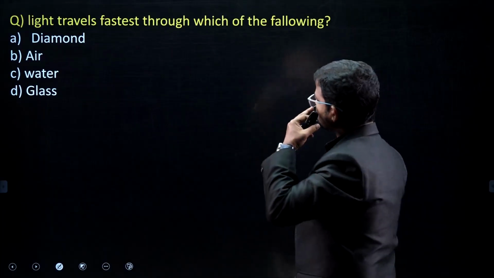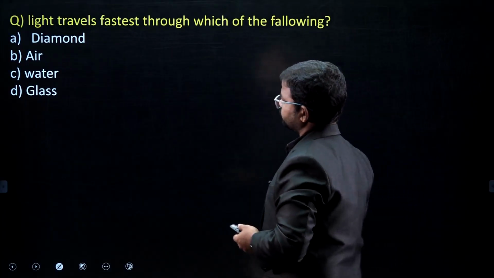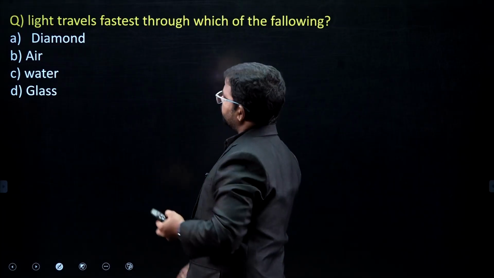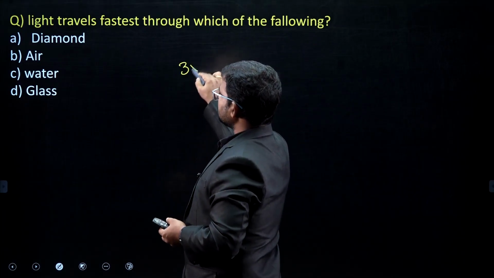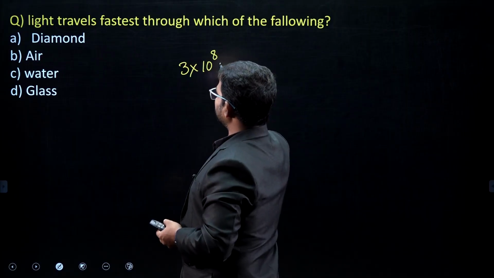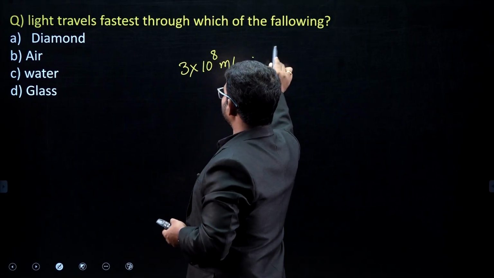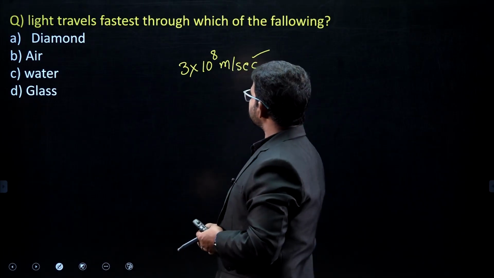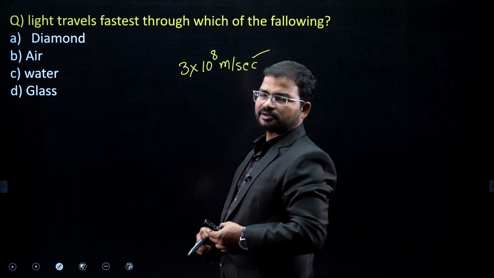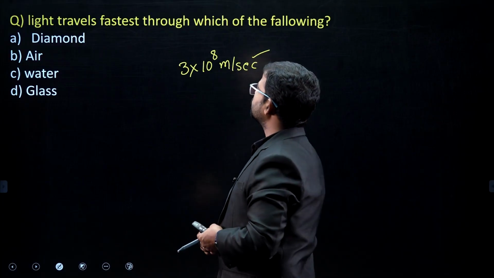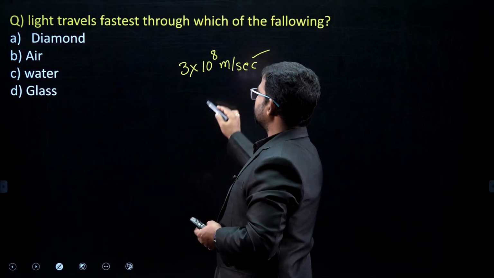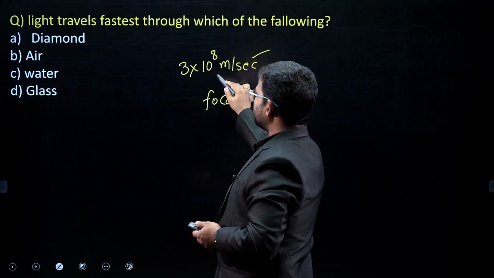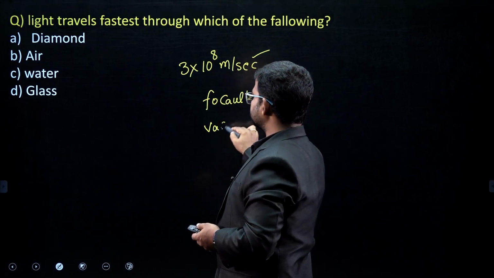Next one. Light travels fastest through which of the following? What is the light velocity? Approximately 3 into 10 power 8 meter per second. Next, the exact value 2.9 into 10 power 8 meter per second. So who initiated this value? Foucault. Okay, so the velocity of light is maximum in vacuum.